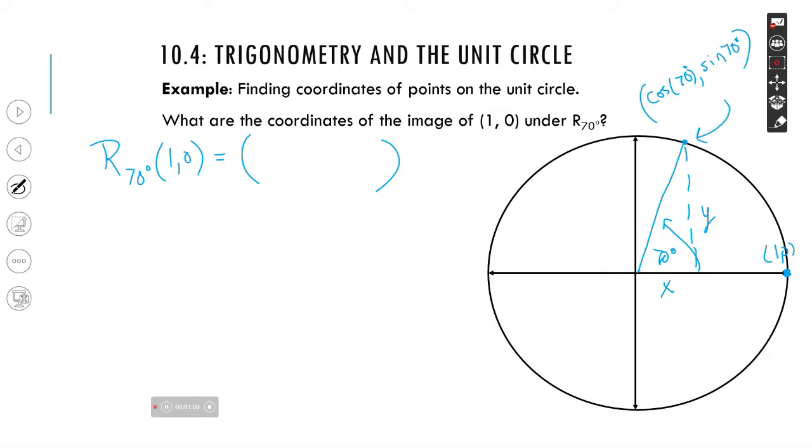Well, I don't know what those values are. Those aren't nice angles to deal with. They're not 30, 60, or 45, or 90, or anything like that. So we're just going to use our calculator.